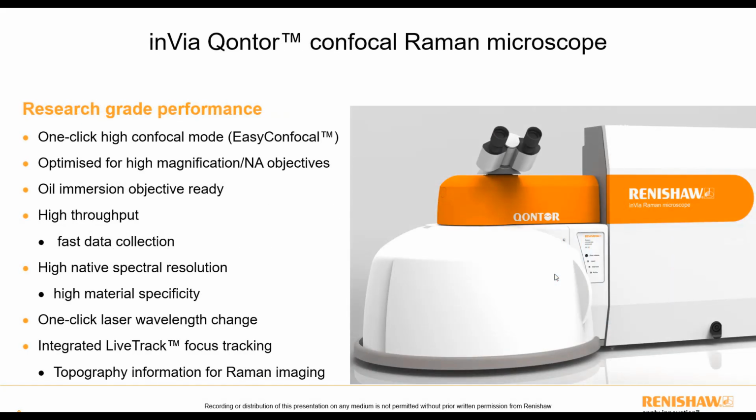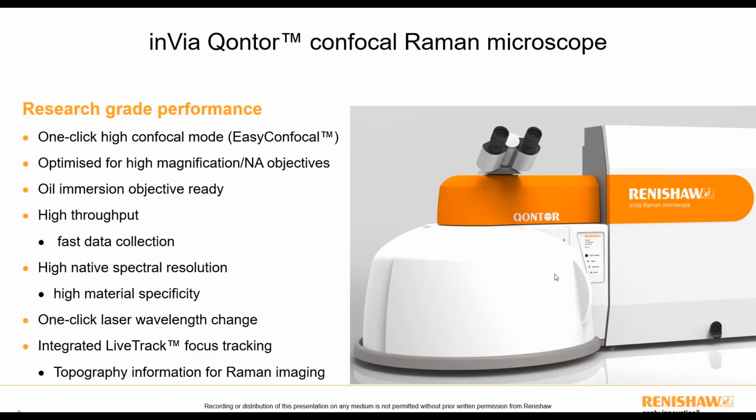So all the work we're doing here is using the InVia Qontor confocal Raman microscope. Some of the key features of this system that are relevant to this work that we're going to perform are the easy confocal option to allow us to get the optimized confocal performance. It's optimized for high magnification and high NA objectives. And you can just use an oil immersion objective straight with the system. There's no other setup you need. And that gives us the ideal configuration as I've shown for laminate type work.